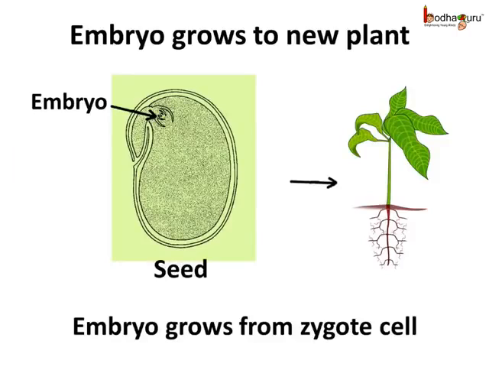The new plant develops from the embryo inside the seed. This embryo develops from a single cell zygote. The zygote develops into the embryo, then embryo develops into the baby plant. So all starts from a single cell zygote. Let us see how the zygote is formed, starting from the beginning.